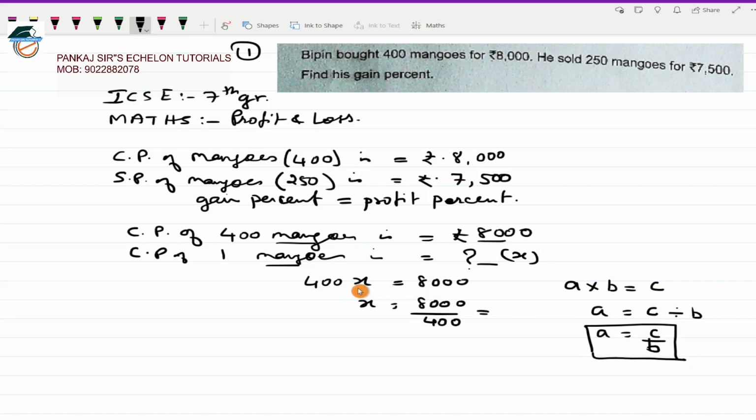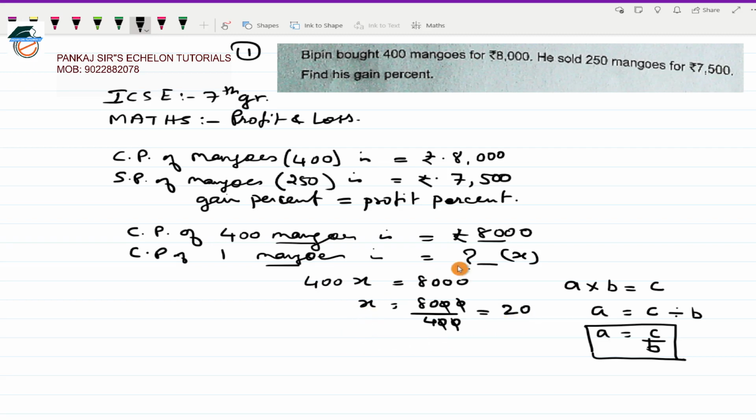So here also 400x is equal to 8,000. So x will be equal to 8,000 divided by 400. Now here this 0 is cut. This second 0 is also cut. And you are getting 80 upon 4. And 80 upon 4 is nothing but 20. Am I right? 4 eights are 32, yeah, 20. So you are getting the cost price of one mango as rupees 20.